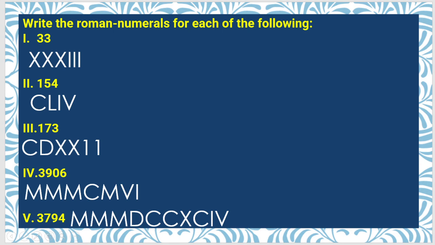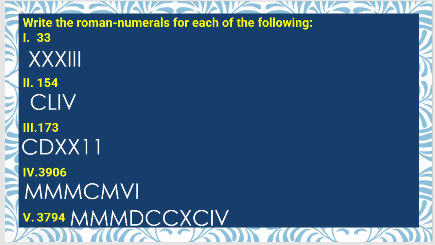Triple M. 3000 is 3 times M. Then 700. For 700, this is medical, D is 500, so 700. Then 90. 90 is 100 minus 10. That is on the left side, so you have to write XC. And 4, that is 5 minus 1, on the left side, it will be this.